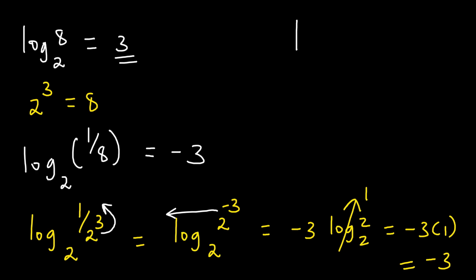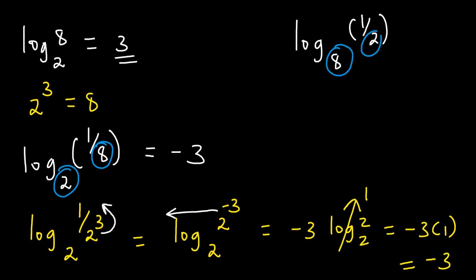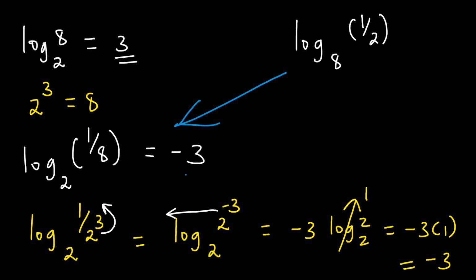Now what if you had log base 8 of 1 divided by 2? Notice that before we had 2 as the base and then the denominator was 8. But this time we have 8 as the base and then the denominator is 2. So if log base 2 of 1 divided by 8 was equal to negative 3, then log base 8 of 1 divided by 2 will be equal to 1 divided by negative 3, which is the same as negative 1 divided by 3. So you just take it to the bottom.